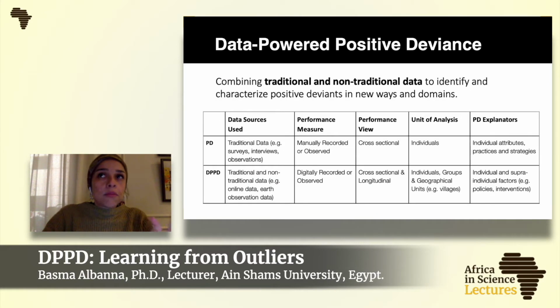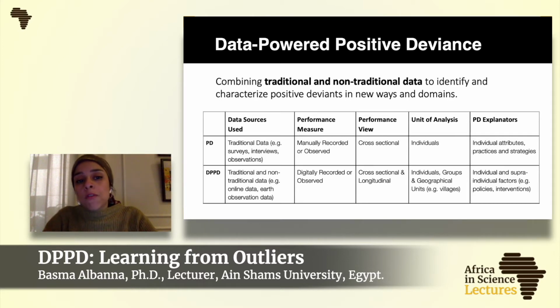So, if we're going to compare positive deviance and data-powered positive deviance, to recap, data-powered positive deviance combines traditional and non-traditional data to identify and characterize positive deviance in new ways and domains, while the positive deviance approach relies mainly on traditional data to characterize and identify positive deviance. So this is the key difference between both approaches when it comes to the data sources.